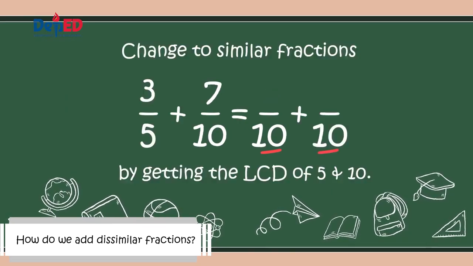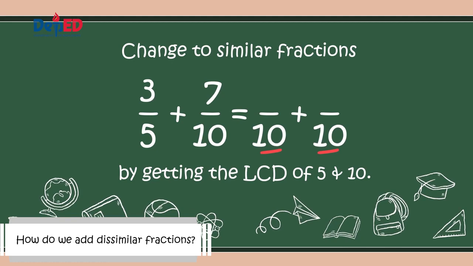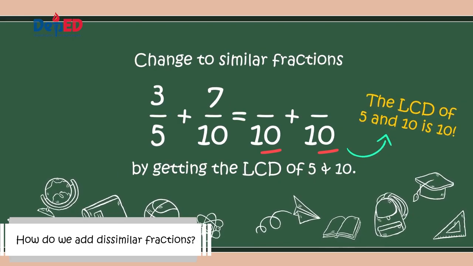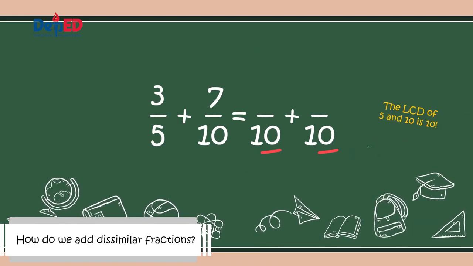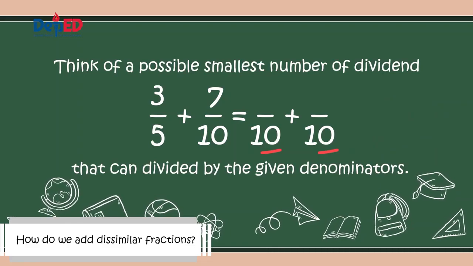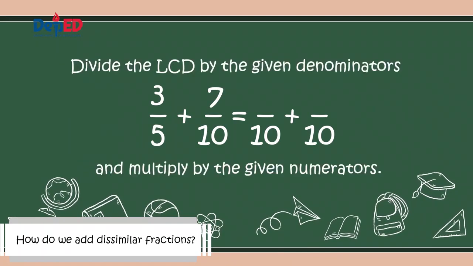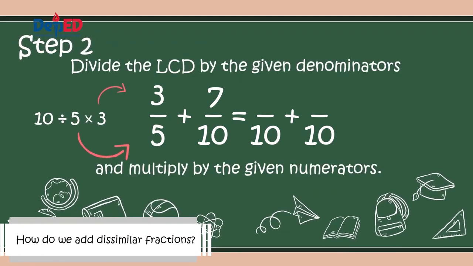Change fractions to similar fractions through getting the least common denominator or LCD of 5 and 10. Again, by using any method, the LCD of 5 and 10 is 10. In a simple way of finding the LCD, think of a possible smallest number of dividend that can be divided by the given denominators. Step 2. Divide the LCD by the given denominators and multiply by the given numerators.